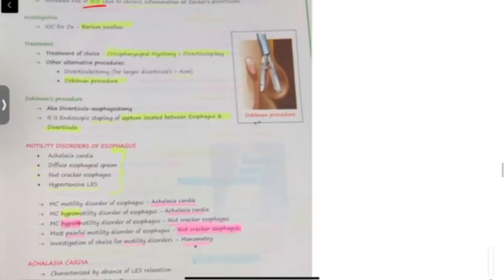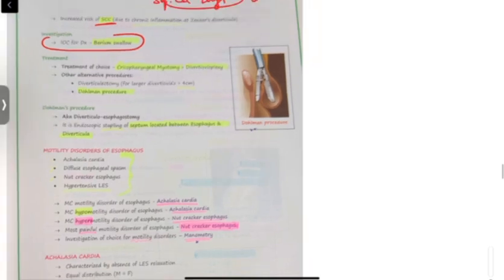So what is the investigation of choice for Zenker's diverticulum? Barium swallow. We'll give the patient barium with fluid and ask him to swallow, and when he is swallowing, we'll take an X-ray. That will show if there is any diverticulum or not. It usually appears white if a diverticulum is present. So if it is seen, we can go for treatment.